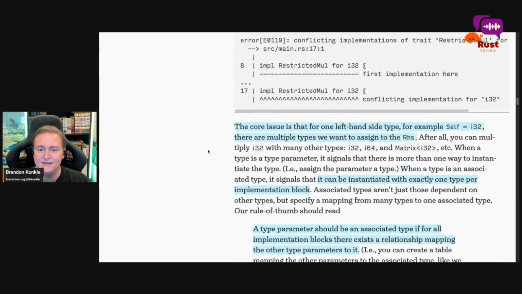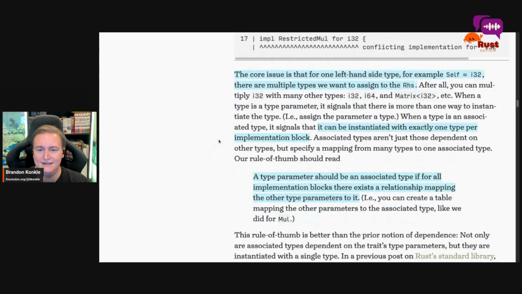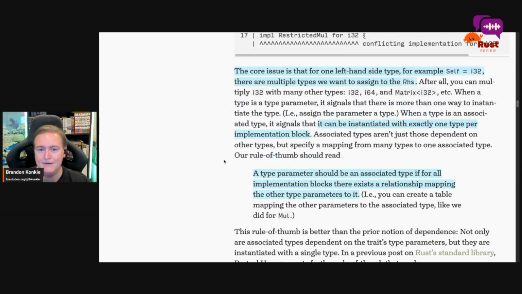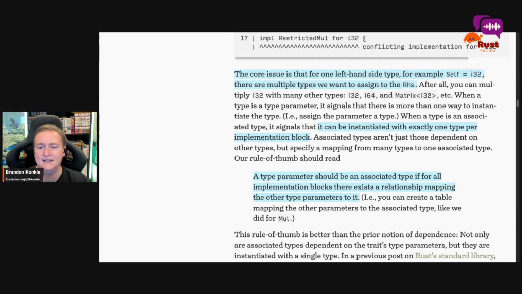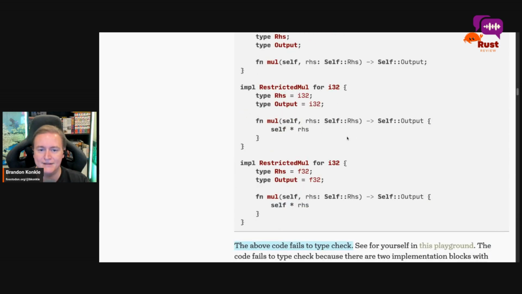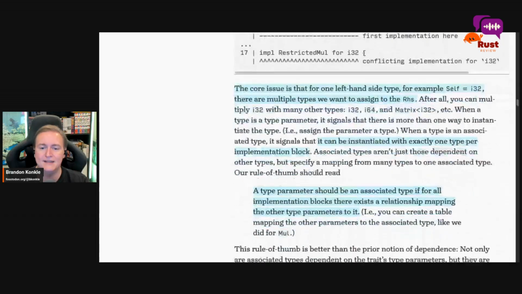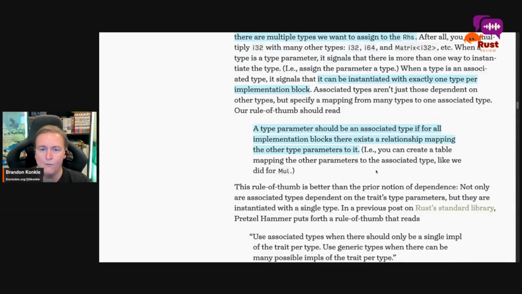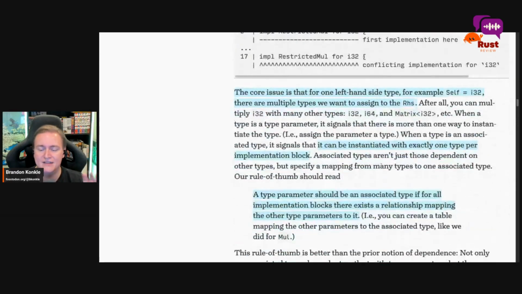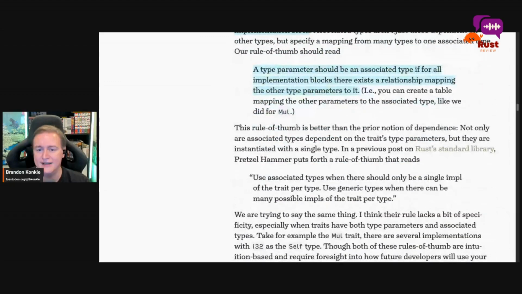So he says the core issue is that for one left-hand side type or self type of i32, there are multiple types that we might want to assign to the right-hand side. When a type is an associated type, it signals that it can be instantiated with exactly one type per implementation block. So this is multiple implementation blocks for the same type using different associated types, and that's not how it works. You can only have one implementation for that self type, so that Rust knows exactly what function to execute.